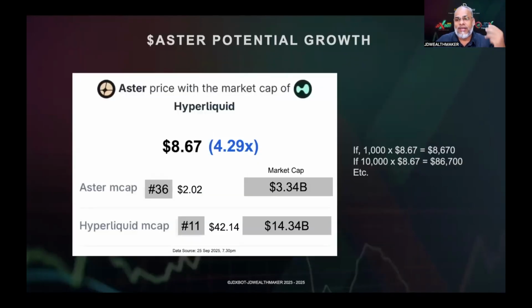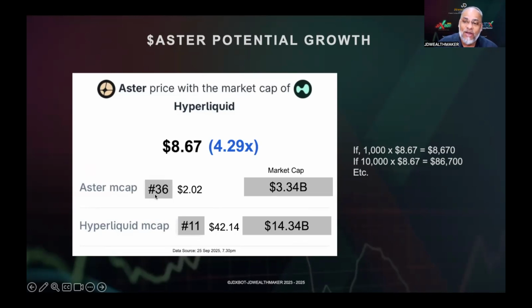whatever you say, the focus is always the potential growth. So if I am an investor, if I want to come on board and if I want to actually acquire ASTER, I want to know what is the potential growth. Now to look into it, you can see currently, Hyperliquid market cap. Hyperliquid is now number 11 in CoinMarketCap. The price is about $42, and their market cap is about 14 billion. Right? And ASTER is just launched.